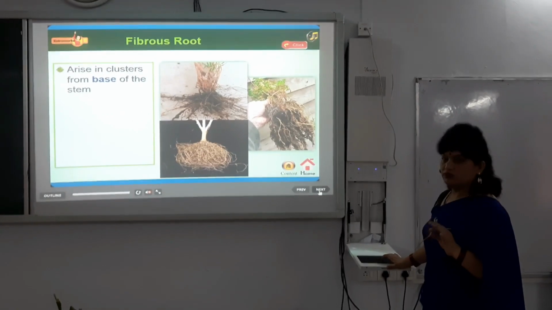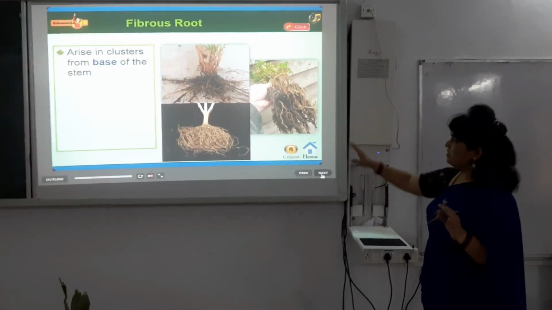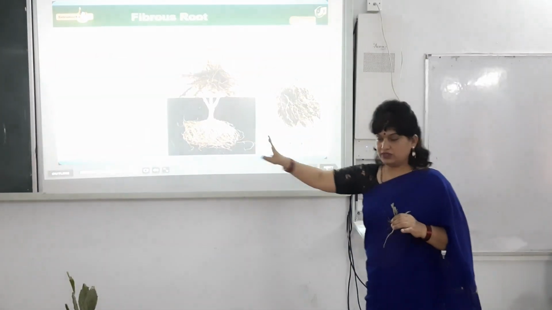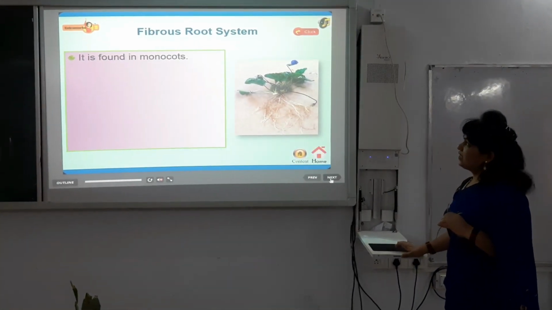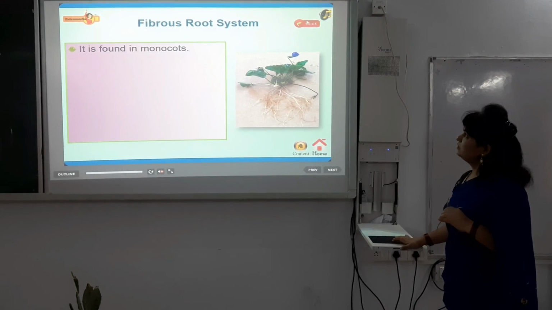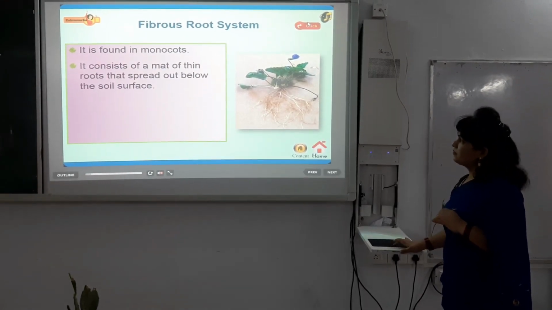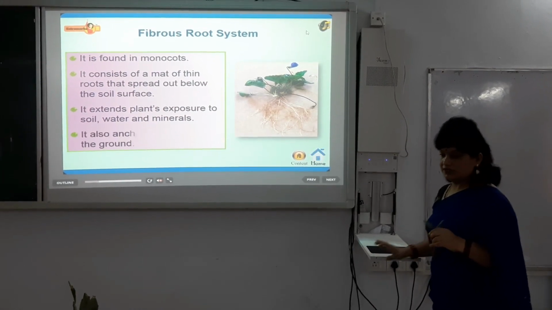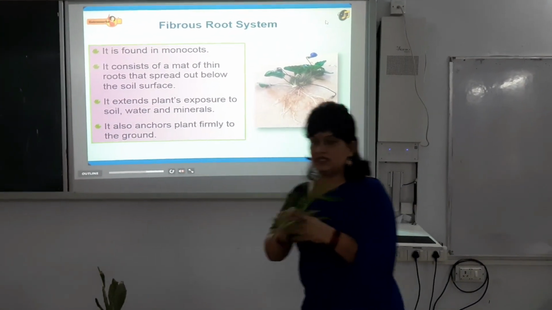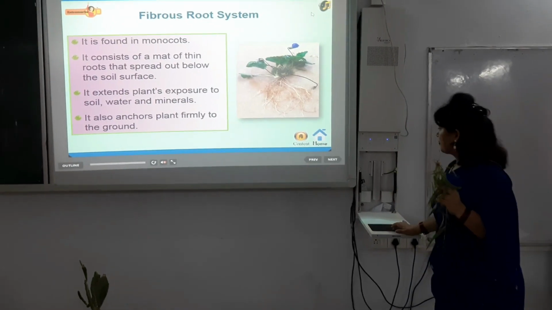Fibrous root also you know. Yes. You know about the fibrous. These are the images of different fibrous root. Where are the fibrous root found? It extends the plant exposure to the soil, water and the minerals. This is the fibrous root we have seen. Okay.